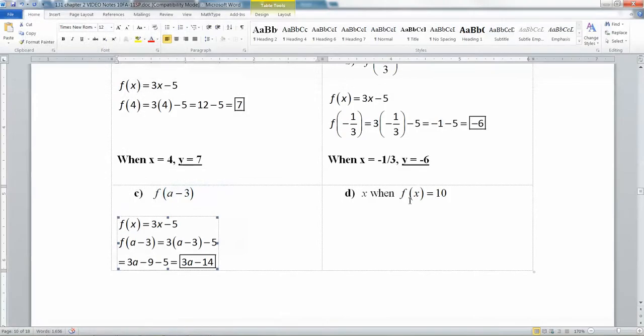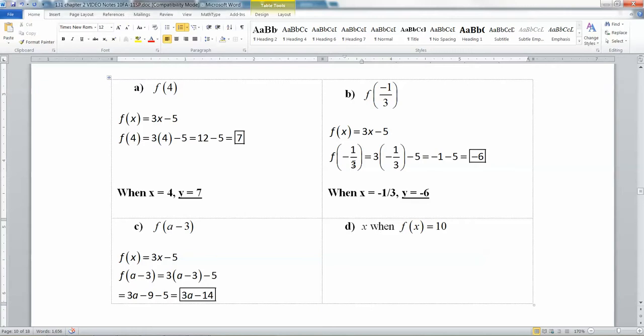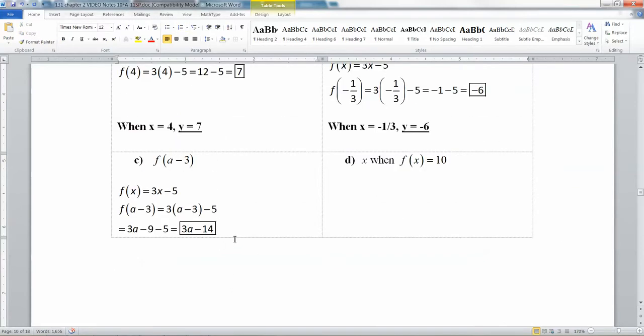Done. Now D is a little bit trickier. I'm not asking the same question in D. If you look at A, B, and C, do you see how they have the number in the parentheses? For A, B, and C, I gave you the x value. So x is equal to a minus 3, y is equal to 3a minus 14. I gave you the x and I was asking for y.